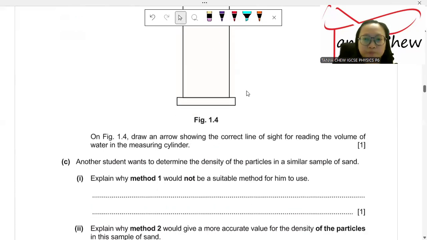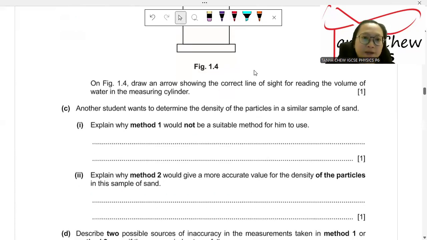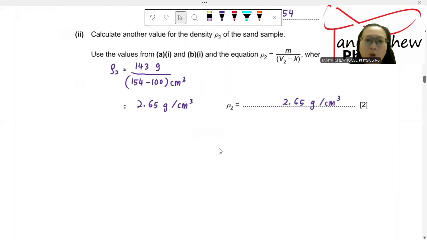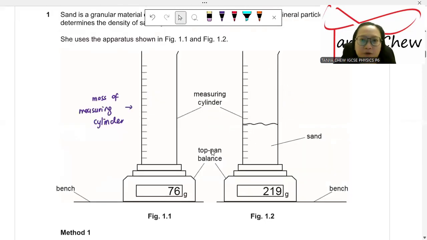That will do. Now see, another student wants to determine the density of the particles in a similar sample of sand. First part, explain why method 1 would not be a suitable method for him to use. Now, let us scroll up to look at method number 1. Right, I don't have a problem with the mass of the sand, because we use the top pan balance to measure the mass of the sand, so it shouldn't be any problem.